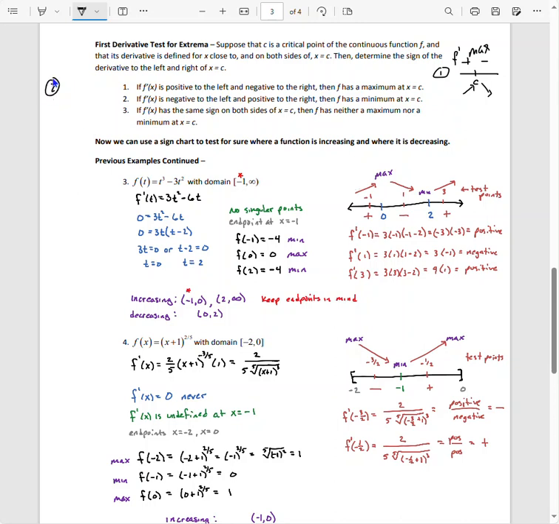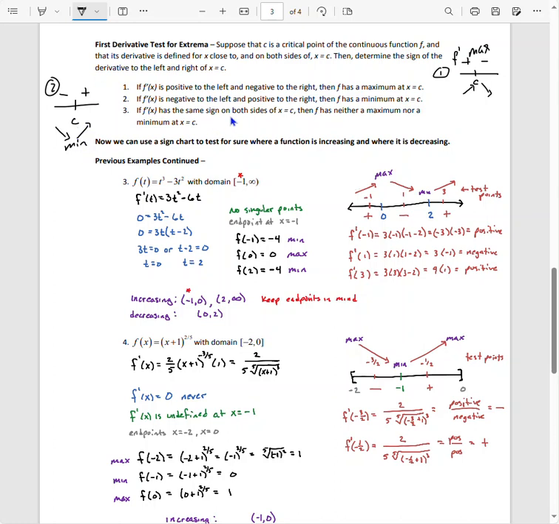Number 2. If f prime of x is negative to the left and positive to the right, what's happening? Well, negative means the slopes are negative. Slope is going down. The graph must be decreasing there. Derivative, slope, positive means we're increasing there. What do we have? We have a minimum. So if the derivative changes from negative to positive at c, we have a minimum.